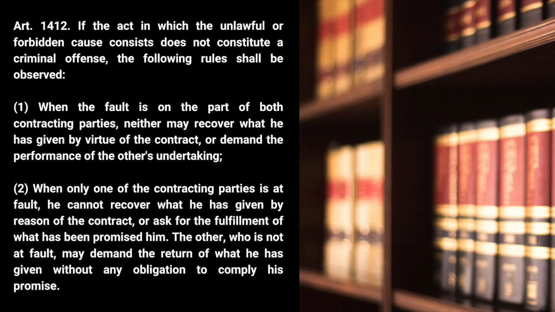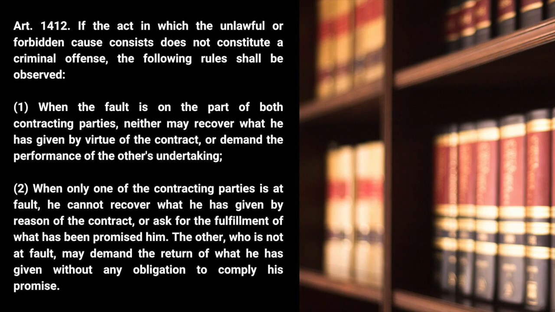Okay? So that's 1412. It says, if the act in which the unlawful or forbidden clause consists does not constitute a criminal offense, the following rules shall be observed. First, when the fault is on the part of both contracting parties, neither may recover what he has given by virtue of the contract or demand the performance of the other's undertaking. So again, you cannot recover from either of you because both are at fault. And it is an unlawful contract. It's an illegal contract, although it may not be a crime or a criminal act.